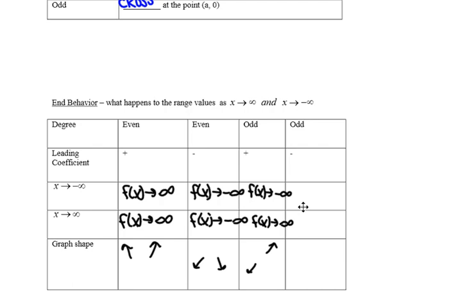So again, let's fill this in. As x approaches negative infinity, f of x is approaching positive infinity. And as x is approaching positive infinity, f of x is approaching negative infinity. So that would be this and this. So we're going to use this idea of end behavior and the multiplicities to help us craft polynomial functions in the next video.